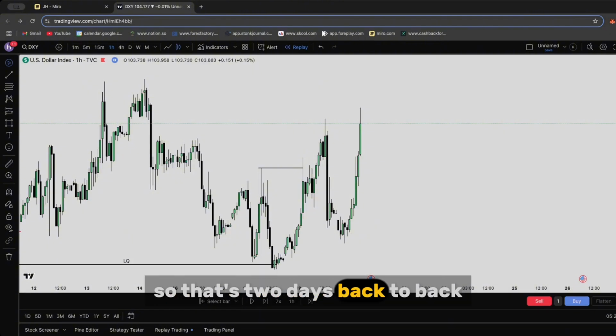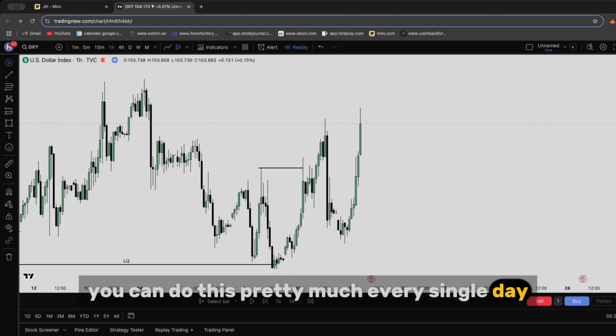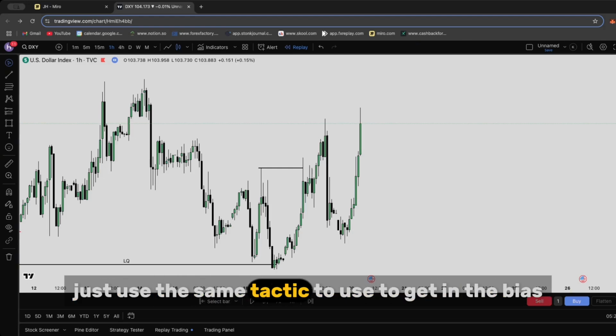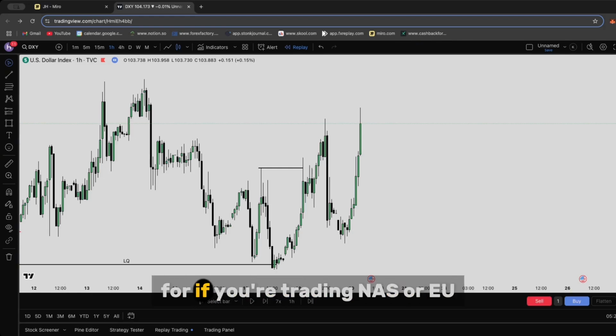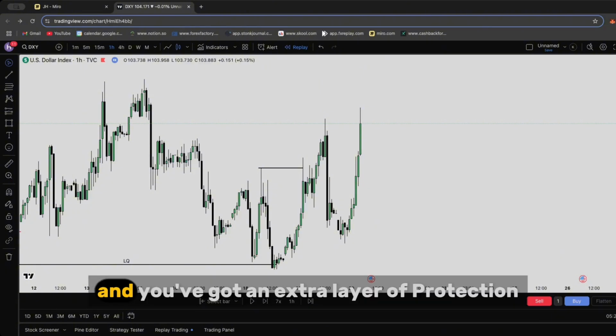So that's 2 days back to back. I just picked a recent day on DXY that looked good. You can do this pretty much every single day. Just use the same tactics you use to get a bias if you're trading NAS or EU, and apply the exact same thing to the DXY, and you've got an extra layer of protection.